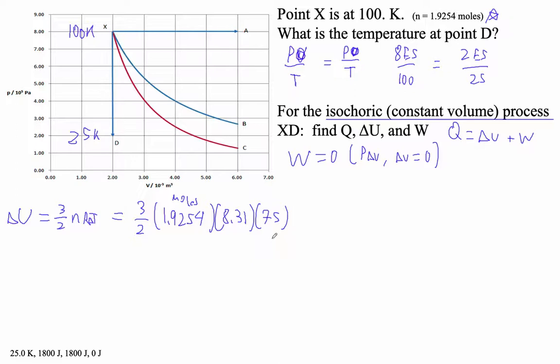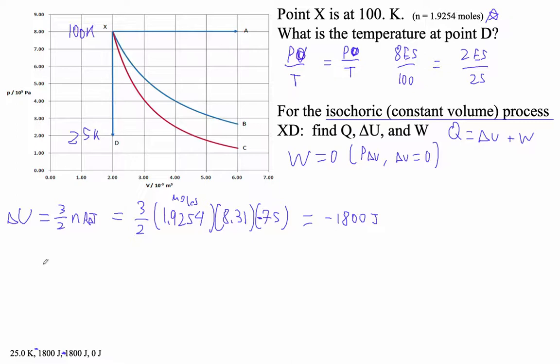All right, times 8.31 times, and it changed by 75. It's actually negative 75, right? And I get that it's negative 1800, right? So on the bottom here, this should be negative, right? And then that should also be negative if I can get a minus sign. Okay, so negative 1800 joules. The internal energy drops by 1800 joules.